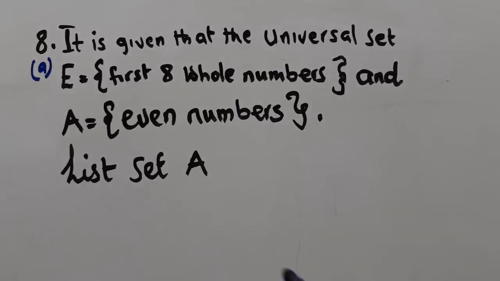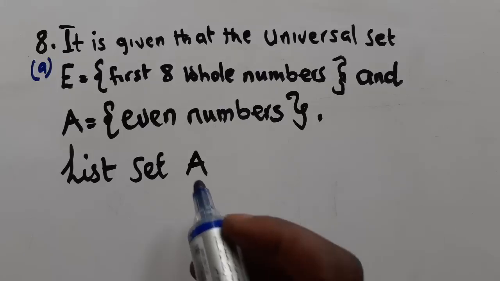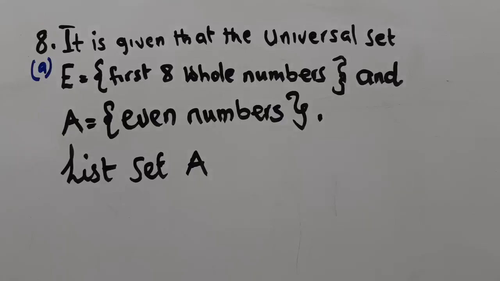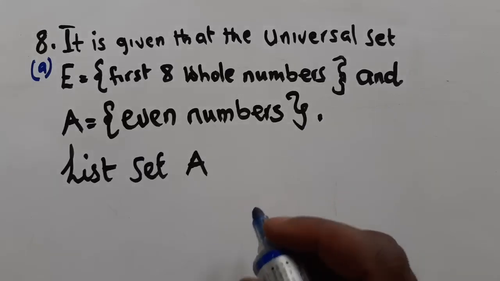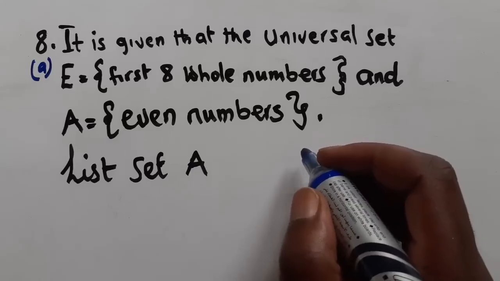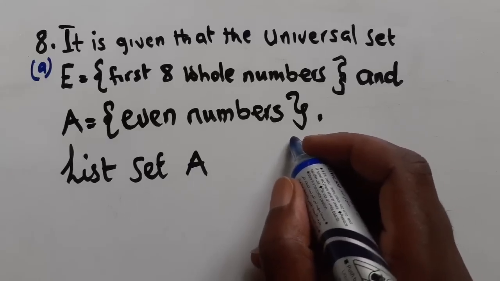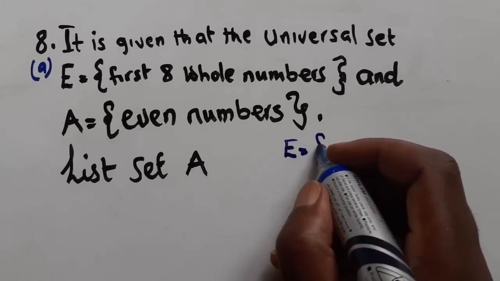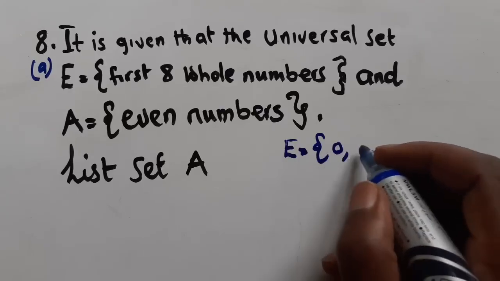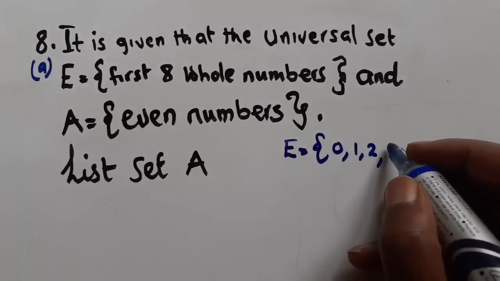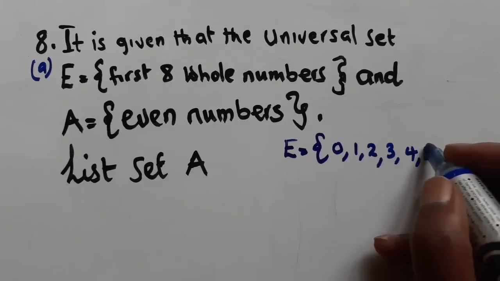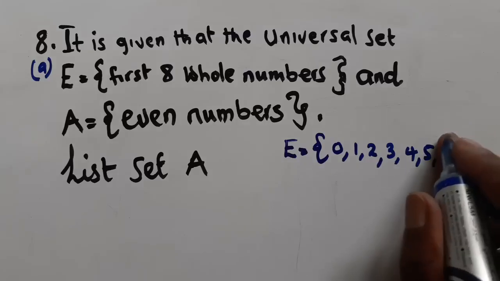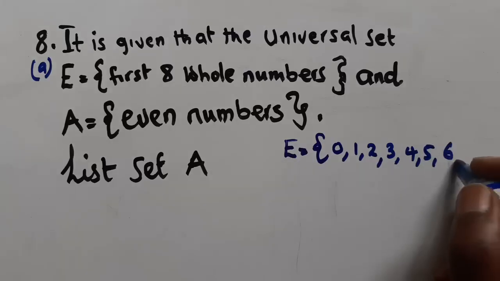What are whole numbers? Please, you can pause, Google, find the answers. And then the even numbers. We need to know what whole numbers are and what an even number is. So the first 8 whole numbers are 0, 1, 2, 3, 4, 5, 6, and 7.